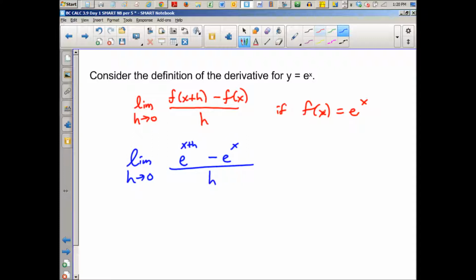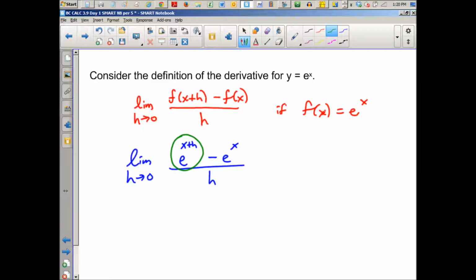How in the world are you ever going to get the h to cancel so that you can, you know, plug in 0? Isn't that kind of the goal most of the time? So it's all about how you rewrite things, okay? How do you rewrite e to the x plus h? Can you think of another way to rewrite what I have here in green? There is another way to write that.